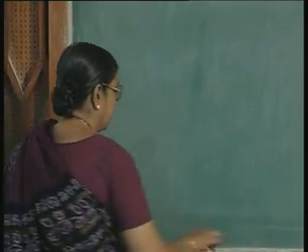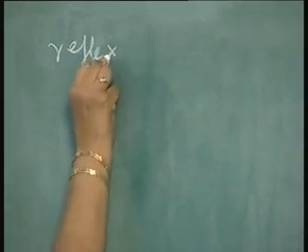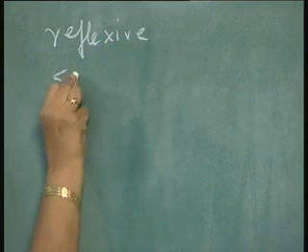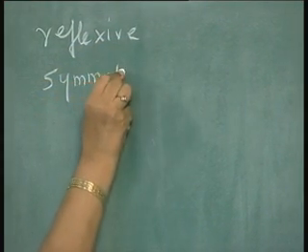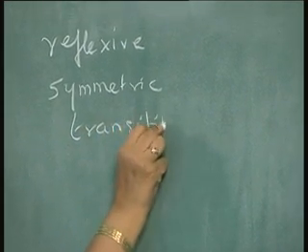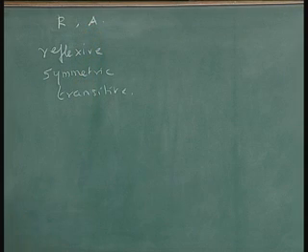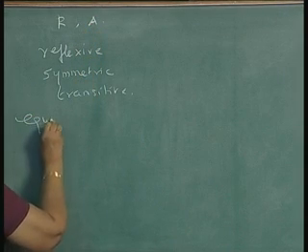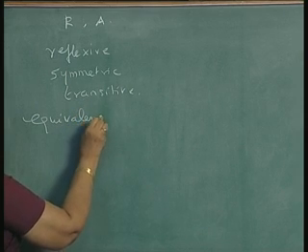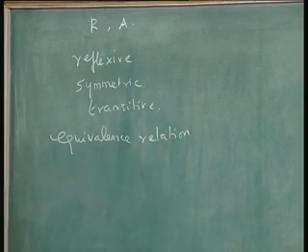We have been considering equivalence relations. An equivalence relation is a binary relation which is reflexive, symmetric and transitive. A binary relation R on a set A, if it satisfies these three conditions, is called an equivalence relation. And we have seen some examples of equivalence relation.